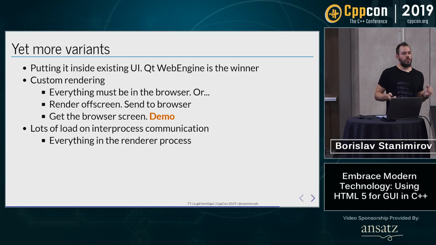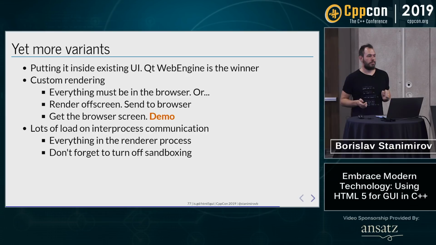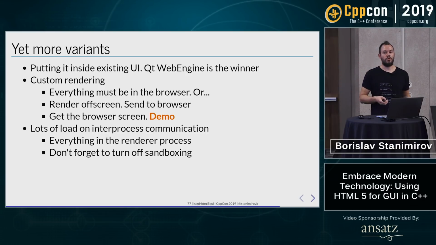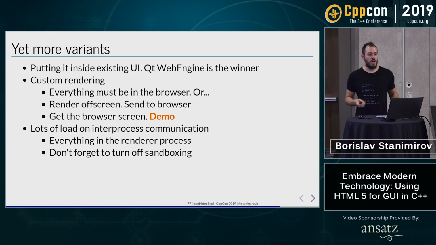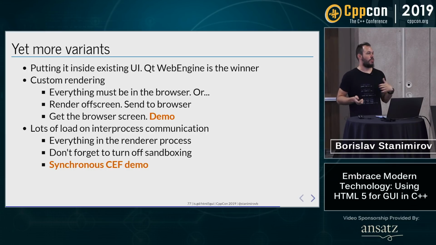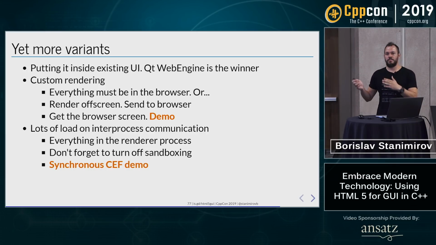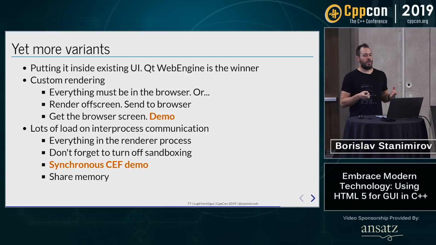So you could write your code entirely in the render process. You have to turn off sandboxing for you to be able to open files, start threads, and do other stuff that the operating system allows you to do. But you could actually move your entire application into the render process. This demo I'll skip. It's pretty basic. It basically shows this.